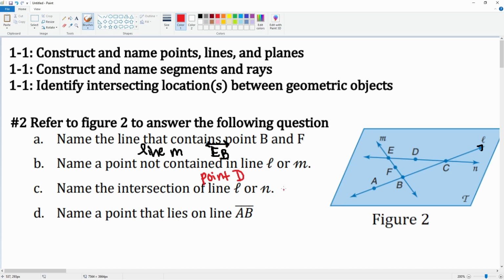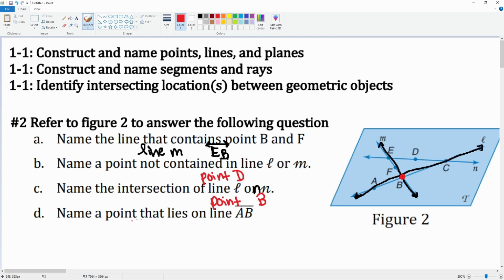C. Name the intersection of line L on N. This should be on. Line L is right here. Then we have M here. And they intersect at this point right here. I'm going to mark that in red. And that is going to be point B.